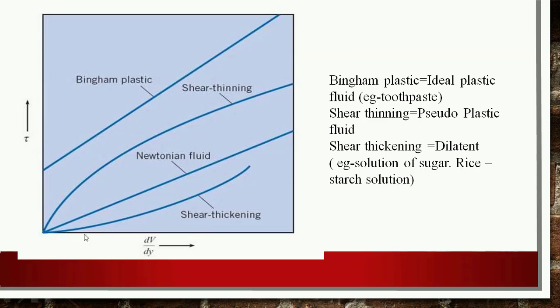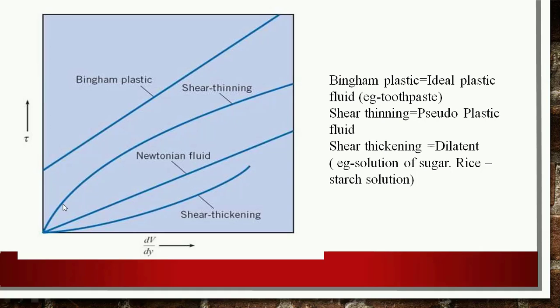So this is the rheology diagram. This represents Bingham plastic. Bingham plastic is also called ideal plastic. Example is toothpaste. And this one is Newtonian fluid, a fluid that obeys Newton's law of viscosity. Newton's law of viscosity is tau equals mu times du by dy. Mu is the dynamic viscosity and du by dy is the velocity gradient.